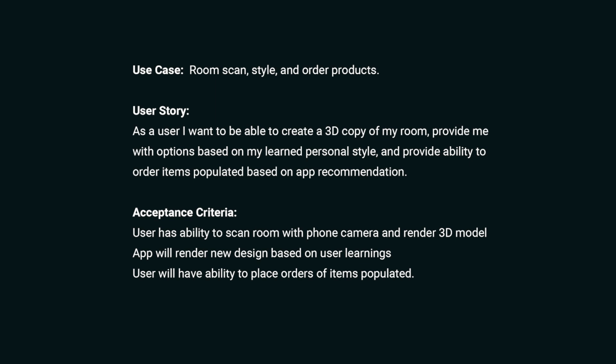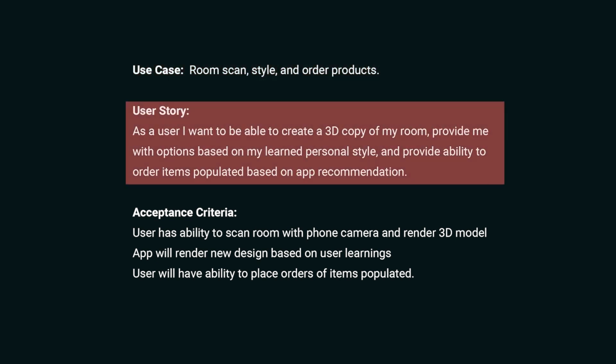All 3 items here will go hand in hand throughout the current iteration's goals set forth that complete objectives set by the product owner within a set planning cycle or time frame. Here you can see we have our use case being room, scan, style, and order products. The user story is, as a user, I want to be able to create a 3D copy of my room, provide me with options based on my learned personal style, and provide ability to order items populated based on the app recommendation.